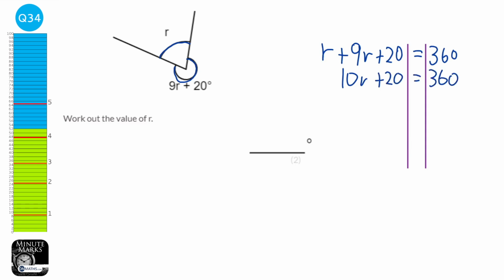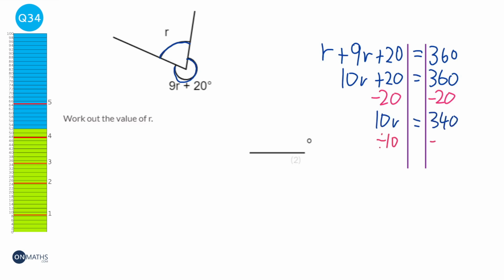Then we're going to subtract the 20 from both sides. So we have 10r equals 340. And then we're going to divide by 10 both sides. So we have r equals 34. So our answer is 34.